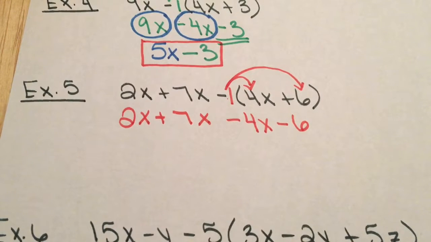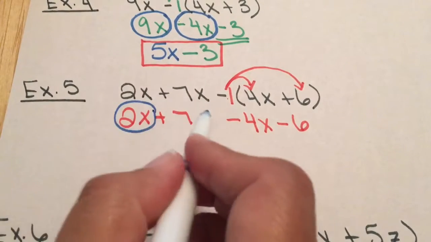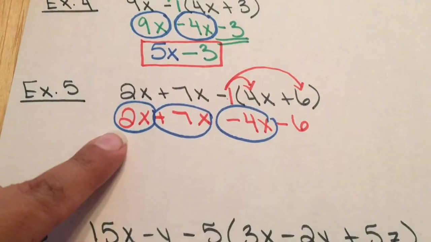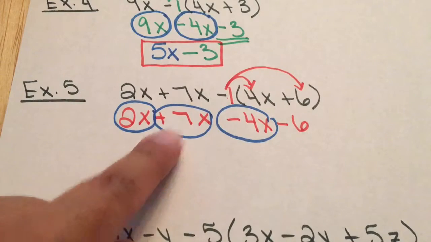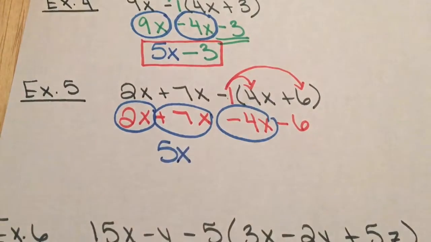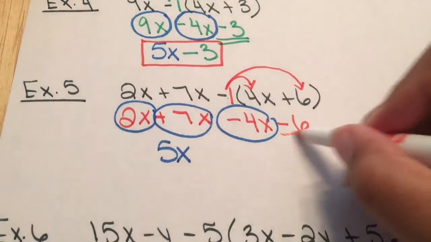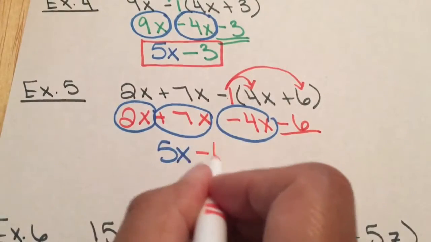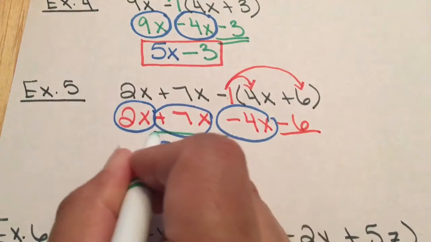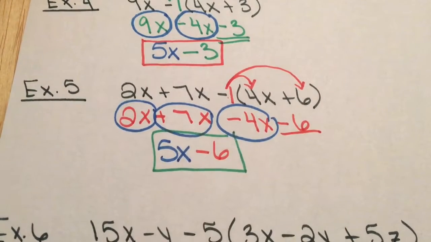Okay, now that I've distributed, I'm now going to collect my like terms. Hopefully we see that 2x, 7x, and negative 4x are all like. So I'm going to add 2x plus 7x is 9x. 9x minus 4x is 5x. And since there's nothing here like this 6, it's alone, I'm just going to bring it down. Since I can't combine my 5x and my 6, I'm going to go ahead and have 5x minus 6 as my simplified answer. Okay, so now we've done those.